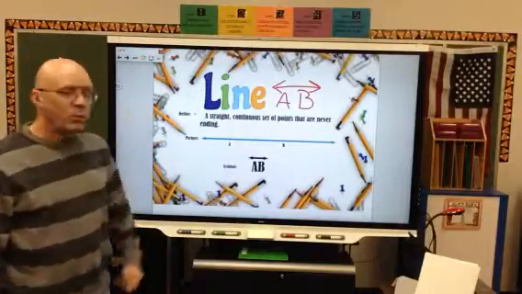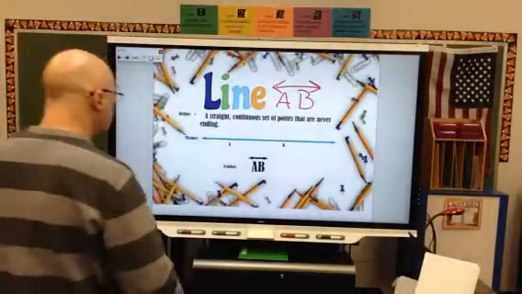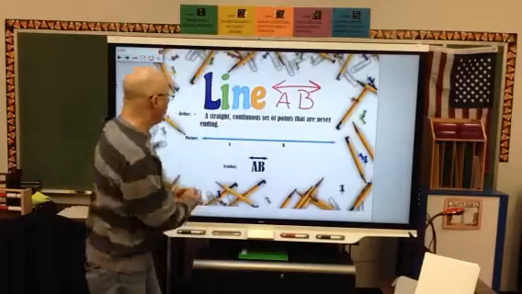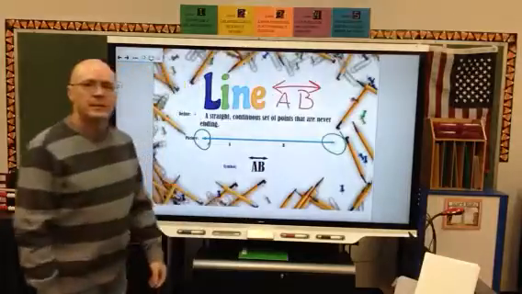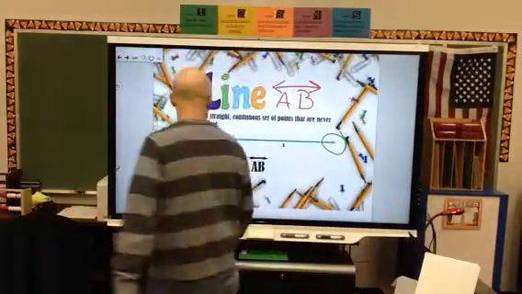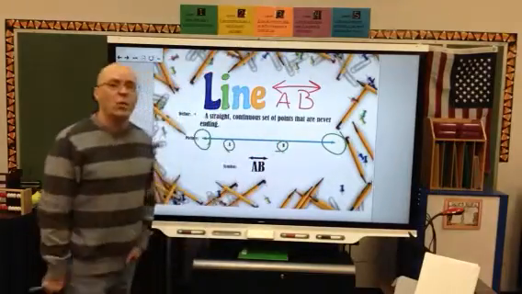The first thing we talked about was a line, right? And what made a line? We talked about a line having arrows on each side. Those arrows say that that line goes on forever and ever. All right? And it will usually have some letters that go with it.